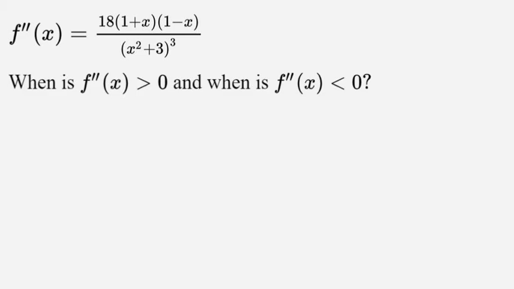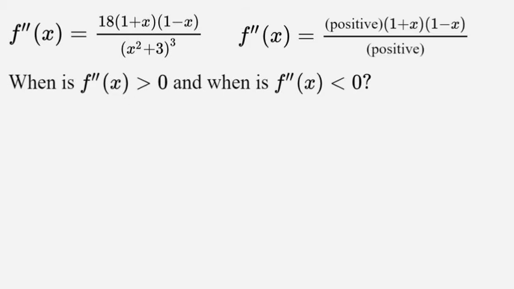And trying to keep track of the sign in all of those different parts sounds daunting, but some of those signs are already determined. Take 18 for example. No matter what x is, 18 is still 18, and so 18 is always a positive number. And also look at the denominator, x squared plus 3 cubed. If I take any number and square it, and then add 3, that is always a positive number. And if I cube that, it's still a positive number, and so that denominator is always positive.